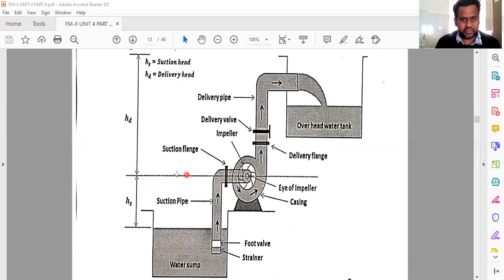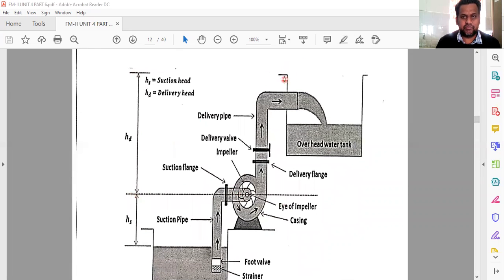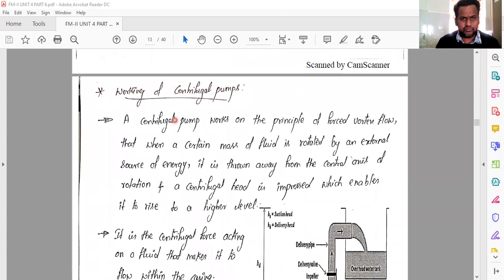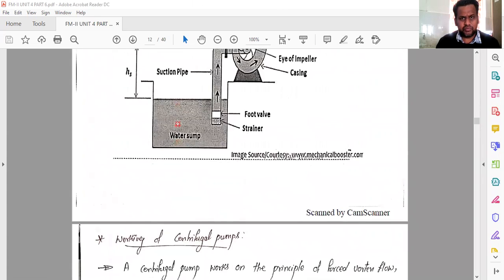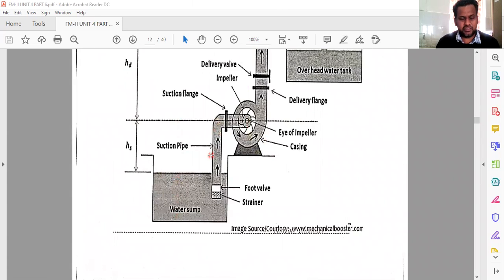And from the center of the eye of the impeller to whatever height you need to fill the water, till that point it is called the delivery head. So suction head plus delivery head gives the total head of the centrifugal pump. I think this much we covered in the previous class. Now we will continue with the topic.